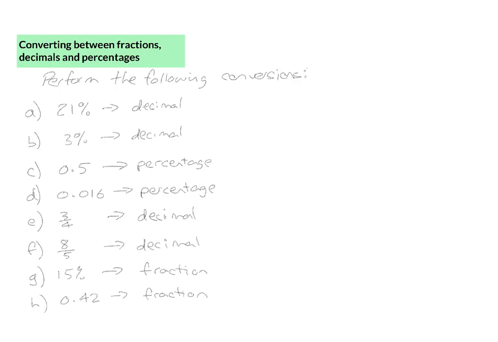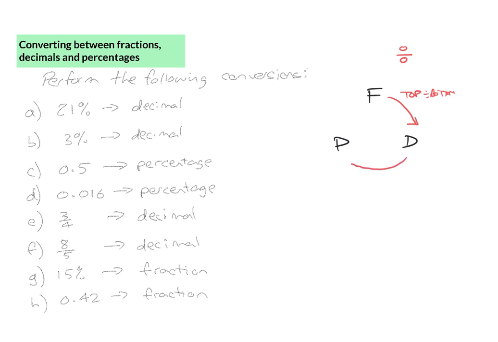Next we move on to converting between fractions, decimals, and percentages. There are a few steps you need to remember. If you want to convert from a fraction to a decimal, you just do the top of the fraction divided by the bottom of the fraction. A fraction is just one number over another number, which is actually a division symbol. So it's kind of telling you what to do.